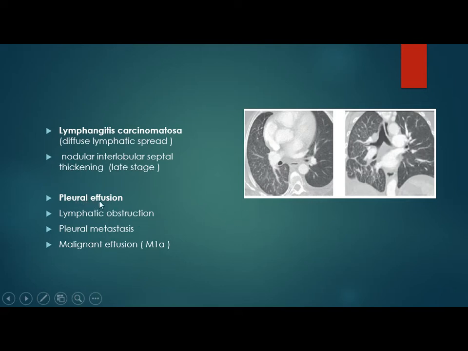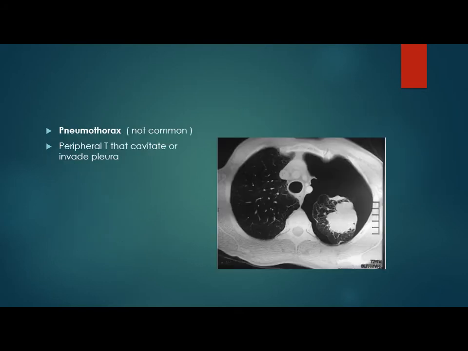Others have pleural effusion either due to lymphatic obstruction or pleural metastasis. Malignant effusion is regarded as M1a. So not every case in lung carcinoma, if there's pleural effusion, it's carcinoma. So we should do aspiration to confirm. Pneumothorax is not common. It occurs in the case of a peripheral tumor that cavitates or invades the pleura. Here is a rare case. This is the mass, and this is the pneumothorax.